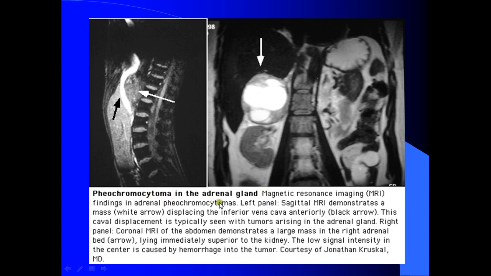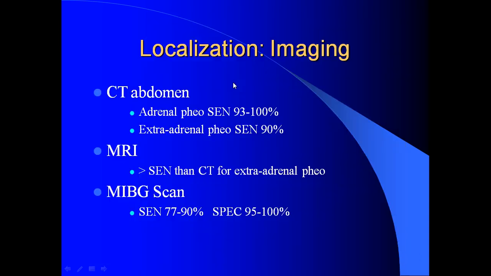So this is the MRI. Adrenal pheo can be seen. Sorry, this is the spine, and the white arrow demonstrates the displaced inferior vena cava, while the black arrow, basically this is the inferior vena cava, which is being displaced, and this white arrow is directing towards the tumor. And here it is clearly seen, the large pheo can be seen.